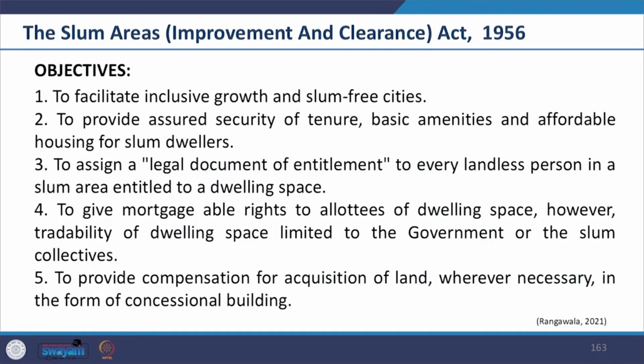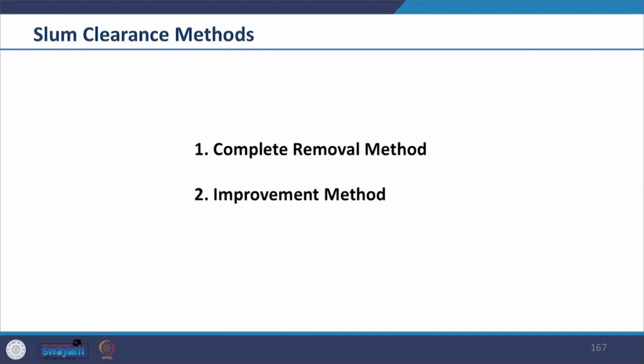In the Indian context, we also have the Slum Areas Improvement and Clearance Act of 1956, which focuses on facilitating inclusive growth and slum-free cities. Then we also focus on slum clearance. We see that there are 2 clear methods of slum clearance: complete removal method and improvement method. We'll look at the second method, the improvement method. If the houses are fairly good, certain steps are suggested like improvement of the street system, filling up of the lowland, modification of the drainage arrangement, removal of obstructing structures and so on.